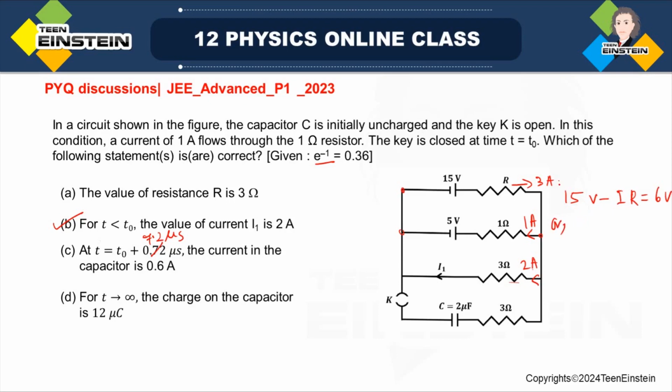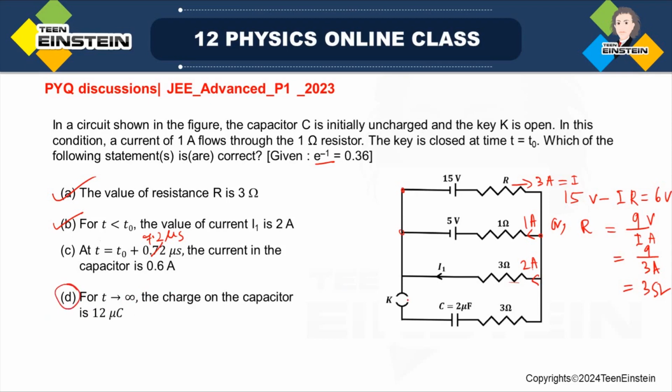Therefore, this I is actually 3 ampere through the resistor R. So now on simplifying, we can write R is equal to 9 volt by I. So this is volt and this is ampere, so I is 3 ampere, so I get R is equal to 3 ohm. So look, this first option is also correct. Now we'll go to the last option first, the fourth option.